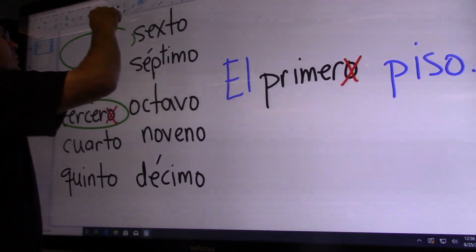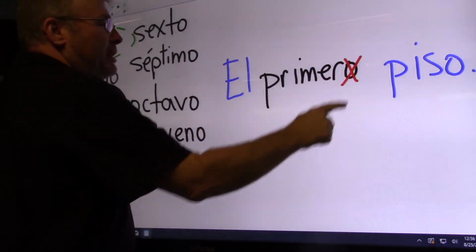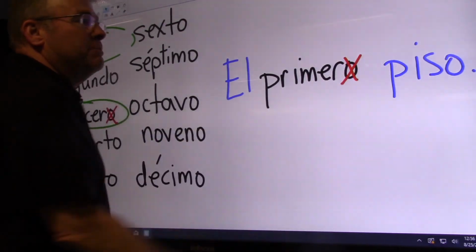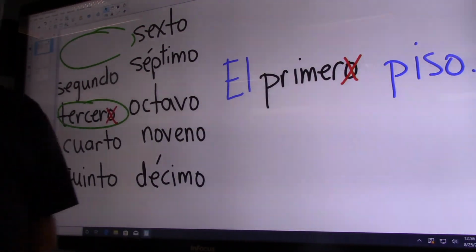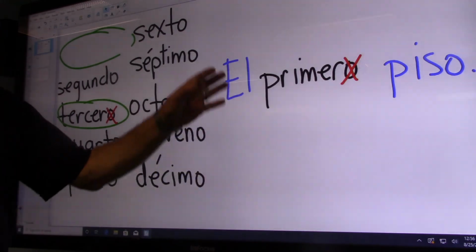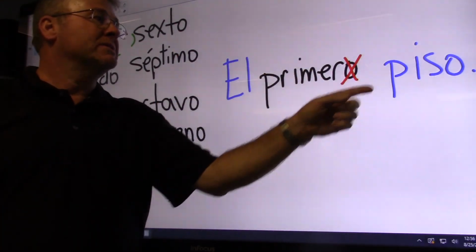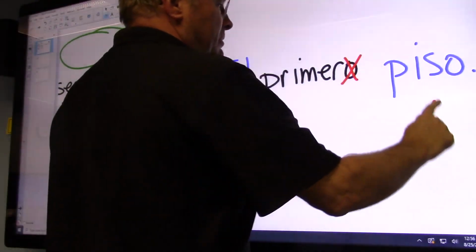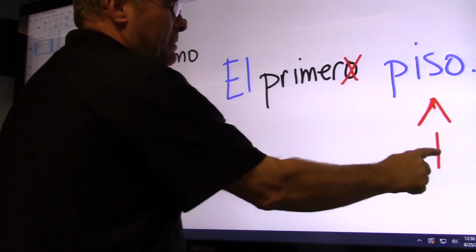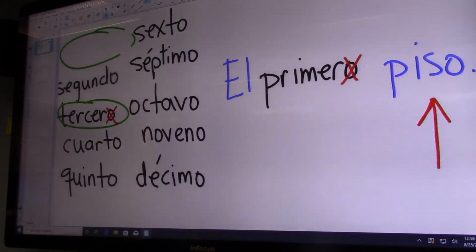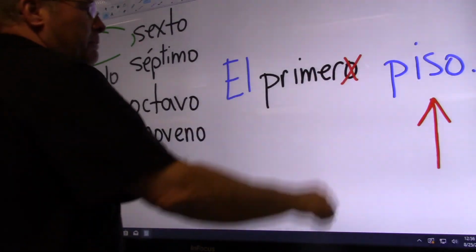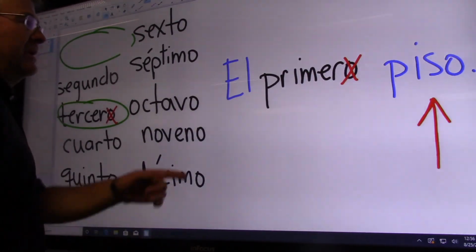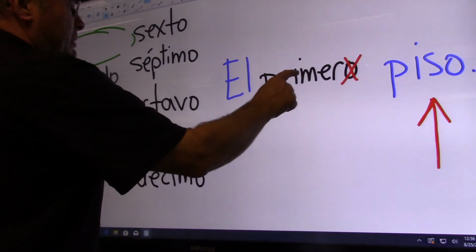So in effect, I would not say el primero piso. I would say el primer piso. El primer piso. Now that only happens because it comes before a singular masculine noun. That singular masculine noun being piso. That's why we got to drop that O. Otherwise, we can use the word primero how we normally would, right? It's only when it appears before a singular masculine noun you got to drop the O off of primero.